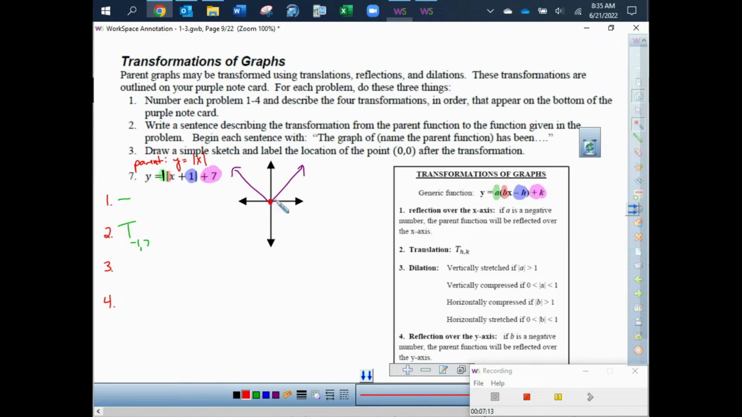Please don't sketch this, but here's what's happened so far. The vertex of that absolute value was at 0, 0. It's moved 1 unit left and 7 units up. So right now, the graph has done this. It is translated. It has slid 1 unit left and 7 units up. But that's not all that could happen.